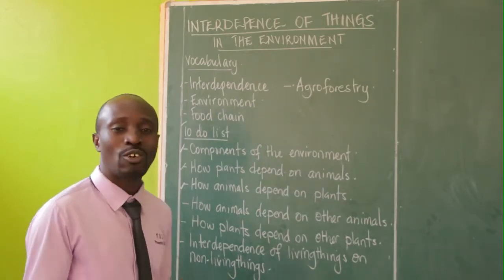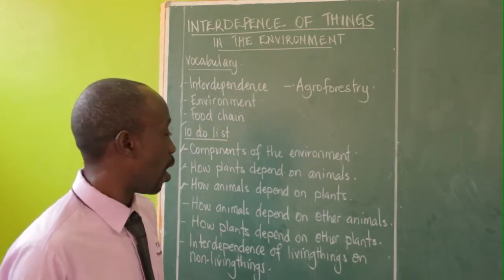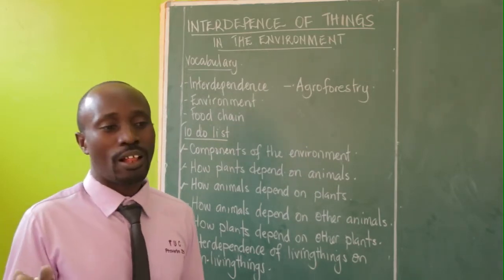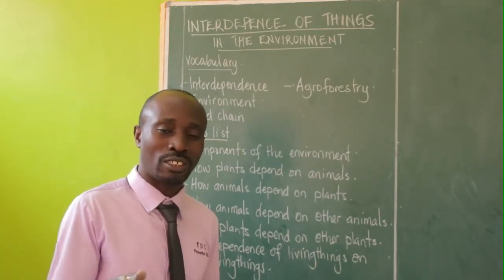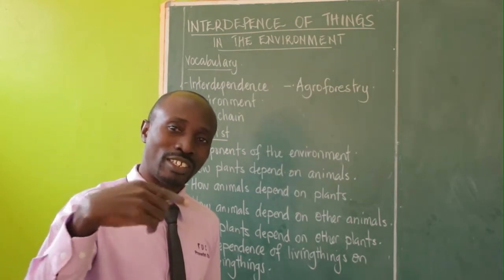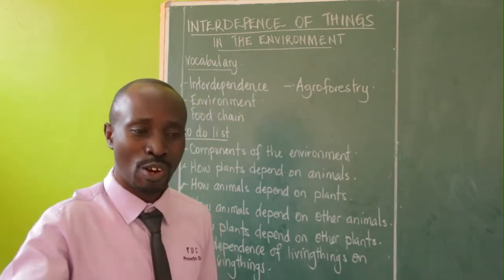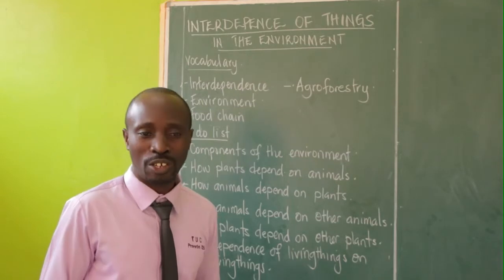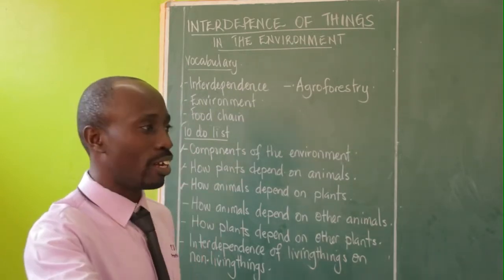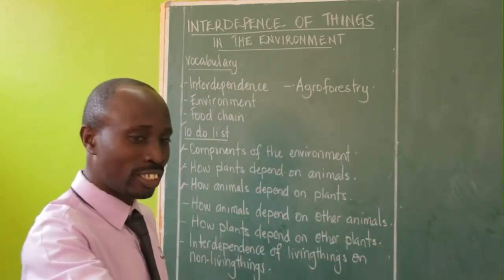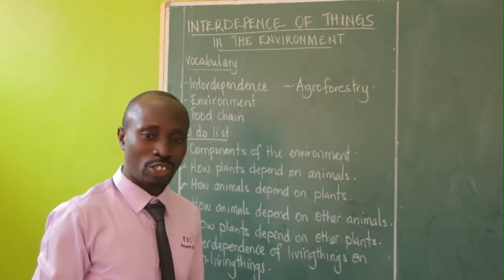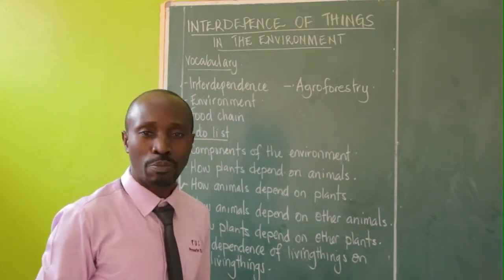Now, we also get oxygen from plants. Remember, during photosynthesis, carbon dioxide is needed, but oxygen is given off, and it is what we enjoy. So we give plants carbon dioxide. In exchange, plants give us oxygen, which we use for respiration.